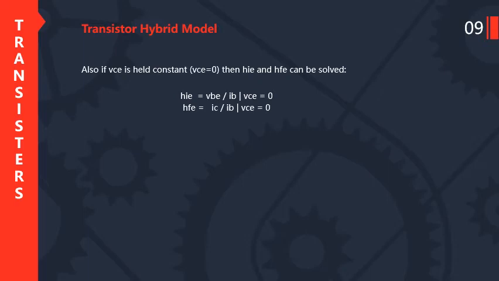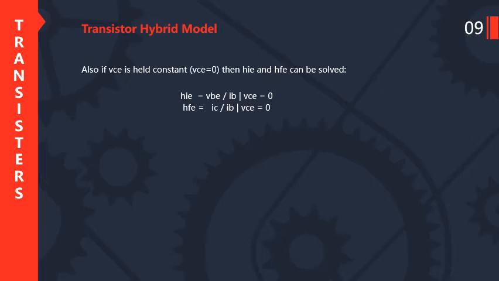मतलब हम ये चारों पैरामीटर निकालेंगे। दो पैरामीटर कब निकलेंगे? दो पैरामीटर जब IB is equal to 0 कर देंगे तो दो H पैरामीटर find out कर लेंगे, और when VCE is equal to 0, so we can find out another two H parameters.